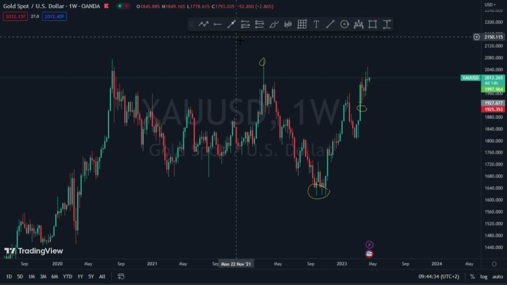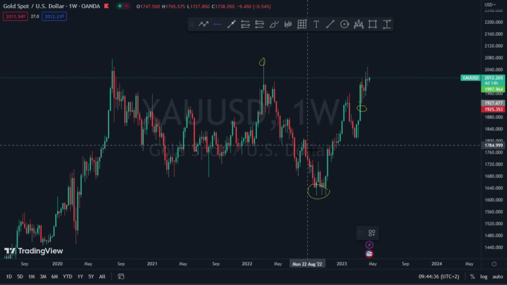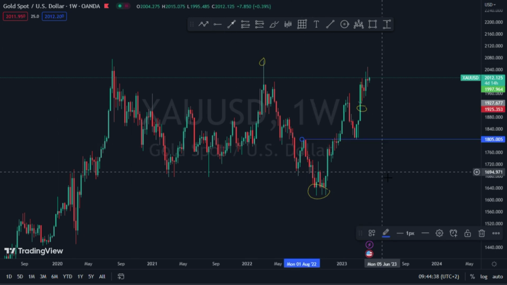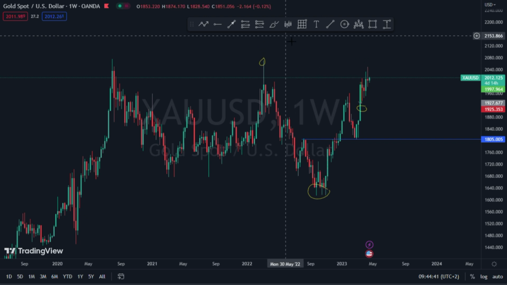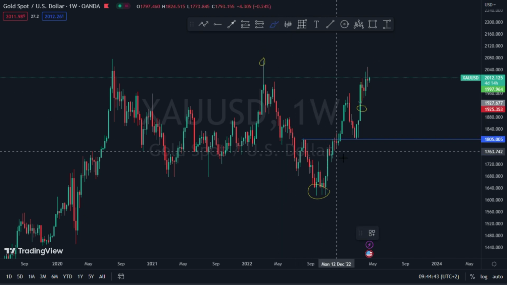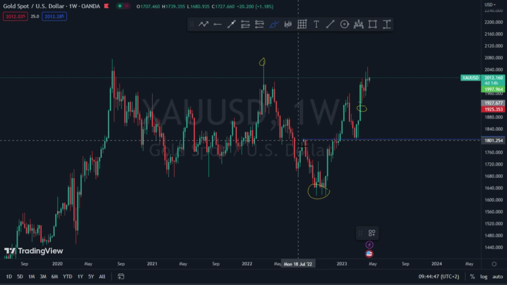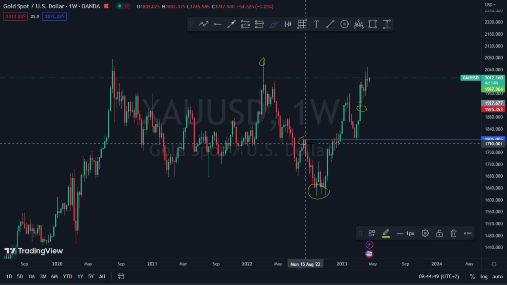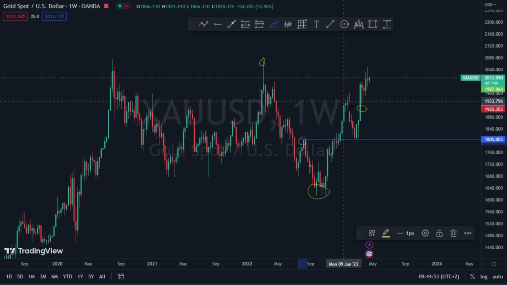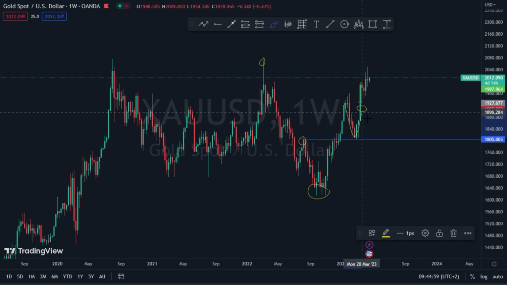And as soon as the market broke above this level right here, let me just use a horizontal ray. Each time the market breaks above something, this is an area of value, right? So as soon as the market broke this area of value, I knew that the market had to come back and test this level and continue moving to the upside, right?